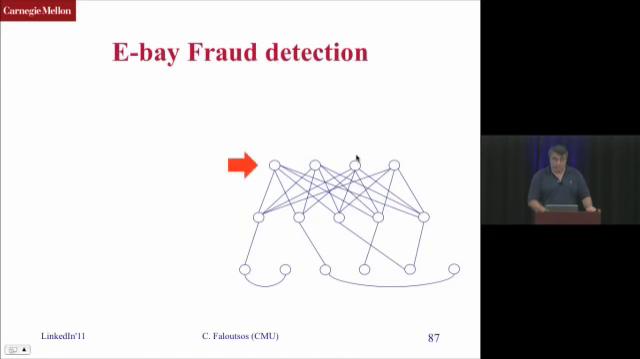So the question is, this person is trying to sell something. Would we trust this person? This person has 1, 2, 3, 4, 5 positive feedbacks, so looks sort of trustworthy, right? This person looks not as trustworthy, right? It has only 2 feedbacks. So what can we say about these 2 people?